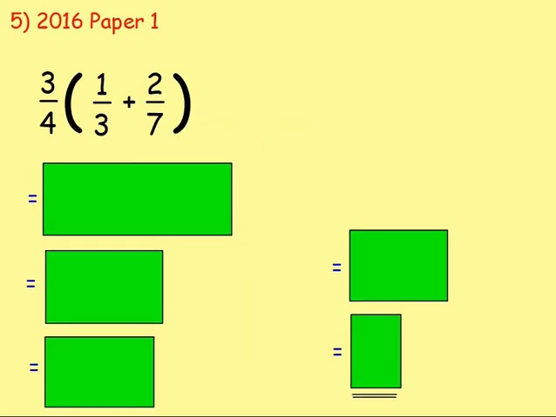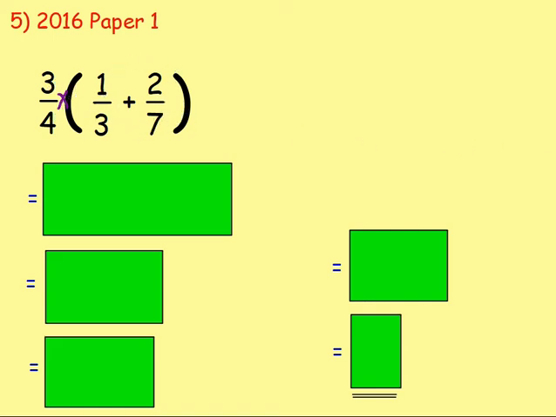Next one, question 5. Another past paper question, this time from the 2016 paper, and it's a paper 1. We've got 3/4 bracket 1/3 plus 2/7. Notice here we've got something just outside the brackets. What does it mean if you've got something just outside the brackets? Good, it means you're going to be multiplying that. Again, think about brackets. If you've got a bracket, you're taking the 3/4 and you're multiplying it by everything inside. So we've got the 3/4 and we're multiplying that by what's in the brackets.